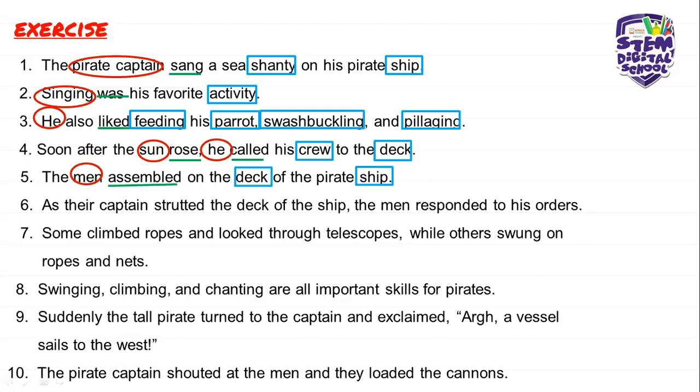Okay, number 5. The men assembled on the deck of the pirate's ship. A subject, an object, and a verb in number 5. So men is the subject, assembled is the verb, and on the deck of the pirate ship is the object. Do any of you have any questions regarding this?